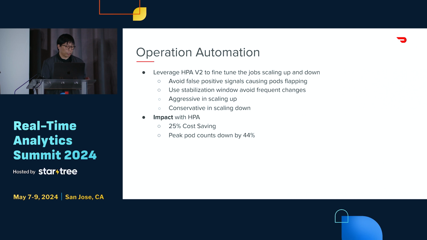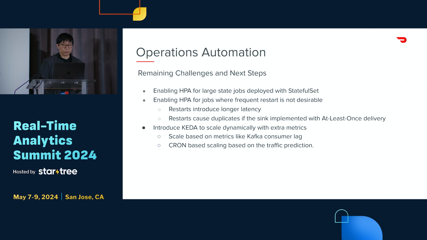Next is the impact, which is pretty awesome. We are saving about 25% of the cost, and our peak pod count is down about 44%. All right, so HPA is already awesome, but we still have some issues right now. One is that HPA for large stateful jobs is not working as expected. Sometimes when a job tries to scale down, we still have some issues recovering the job.